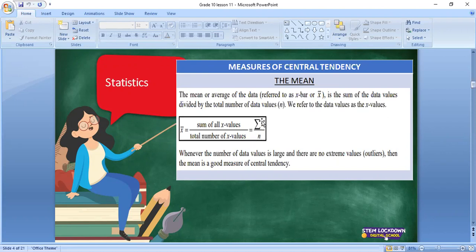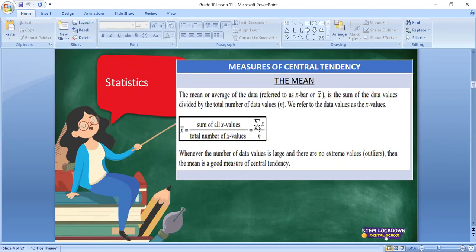So we better represent it with what we call sigma. Sigma means sum. This symbol here is called sigma. It means the sum of all the numbers, over how many numbers there are.